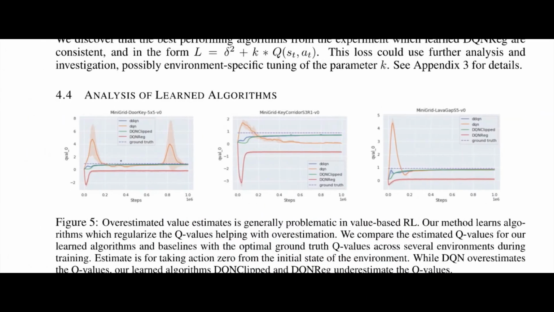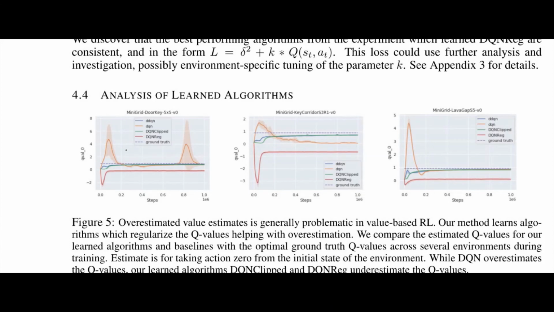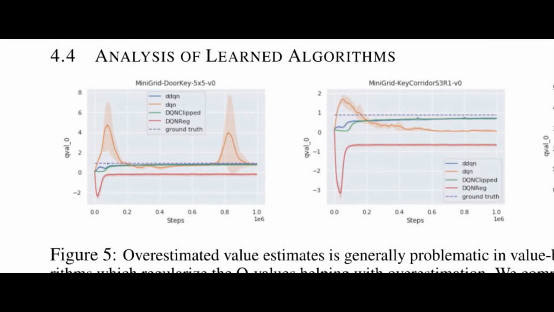Here they analyze the Q values of the learned algorithms, and they saw a pattern. So DQN and overlay. Here the purple line represents what the actual Q values should be. So assume we have access to the oracle and we calculate the Q values. So the purple line is where the Q values should actually be.